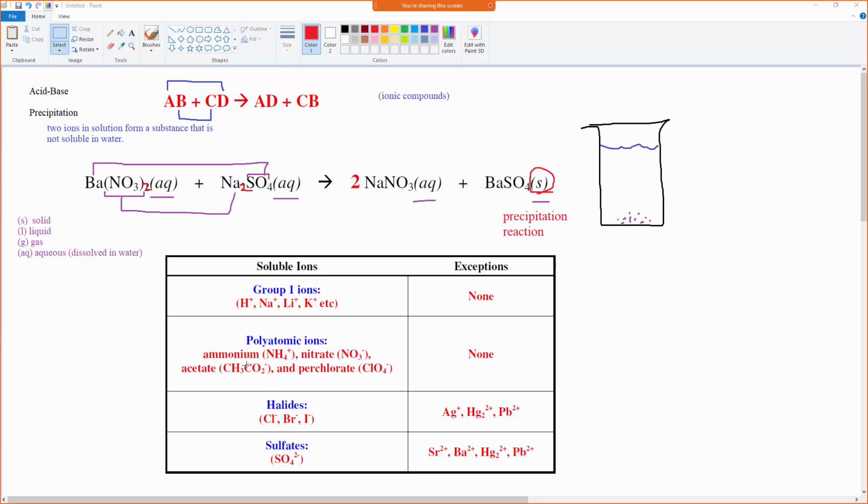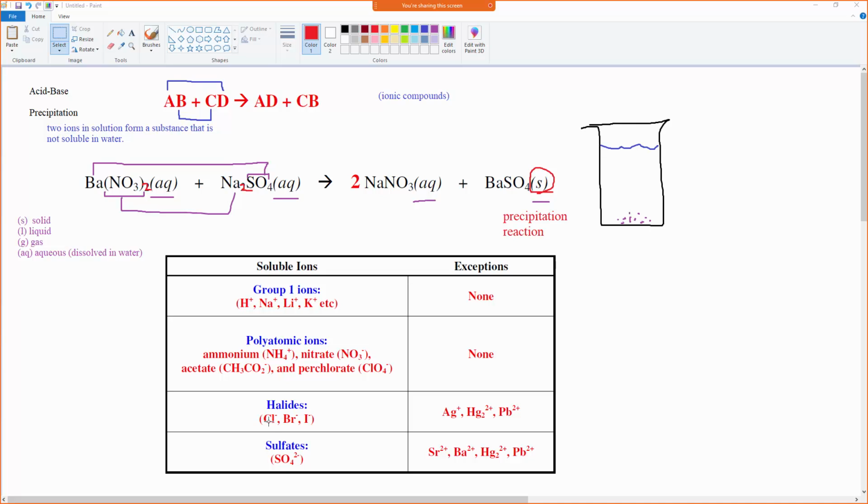These polyatomic ions, ammonium, nitrate, acetate, and perchlorate, are, again, always soluble with no exceptions. So the barium nitrate is soluble because it has a nitrate in there. Because as a nitrate, it's definitely soluble. We don't have to look any further. Sodium nitrate, we already determined was soluble because it had a sodium, but if it didn't have a sodium, well, it has a nitrate, and that would also make it definitely soluble. No exceptions there.